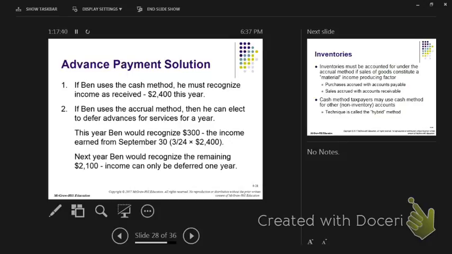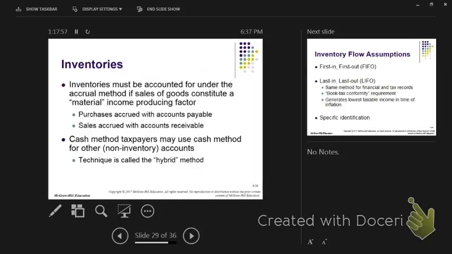But cash base, you're absolutely right. If we get income this year, it's our money. If someone pays you $4,000 for something you're going to do next year, it's going on your tax return right now. You might not do the job till next year, but it's showing up on your tax return. Again, that's advanced. Inventories get into advanced.